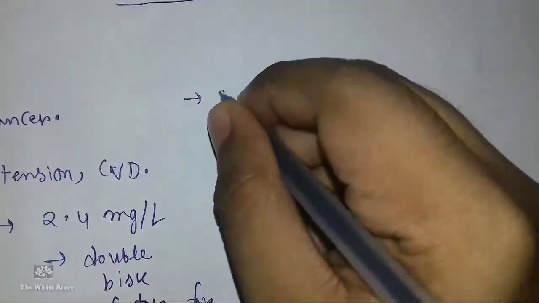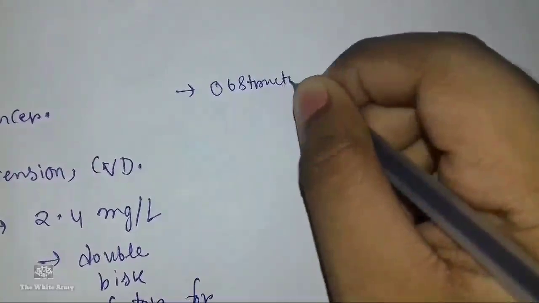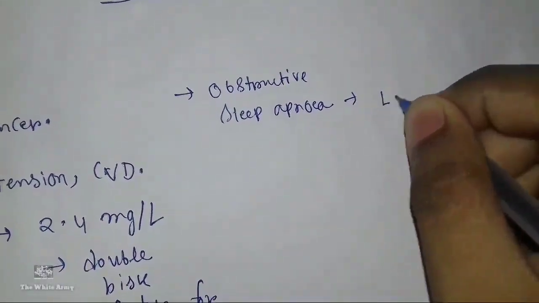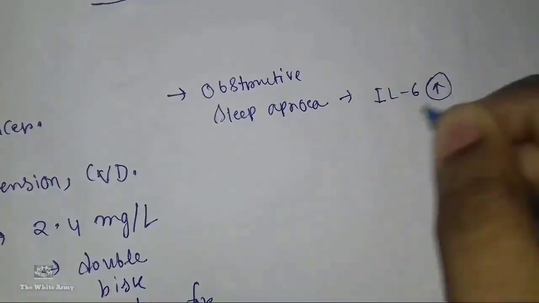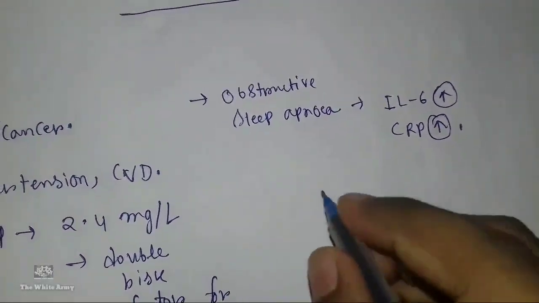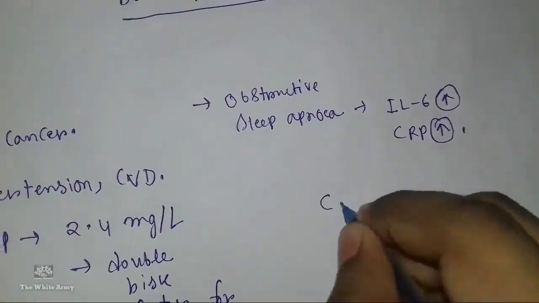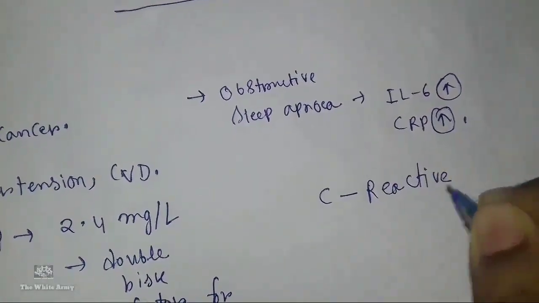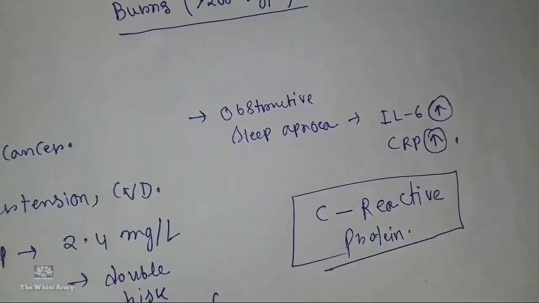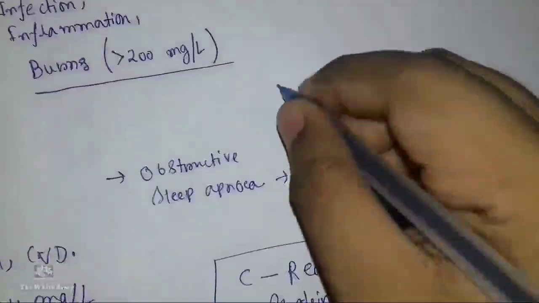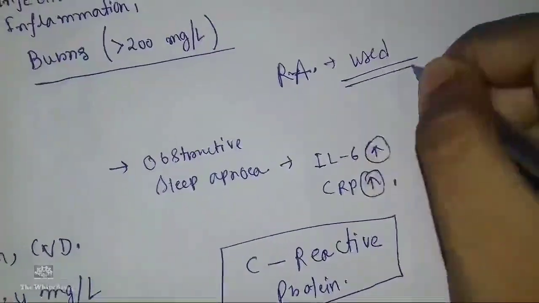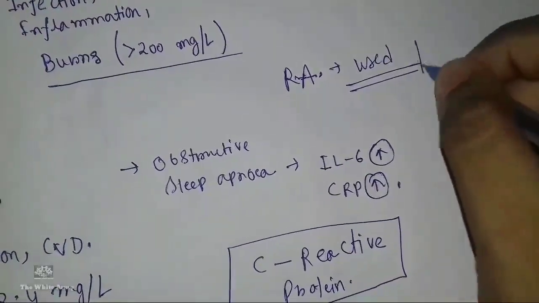In another condition known as obstructive sleep apnea, interleukin 6 is increased, and thus the CRP level is also increased. So this is all about the C-reactive protein. It can also be said that in rheumatoid arthritis, CRP level is used as a diagnostic and prognostic measurement.